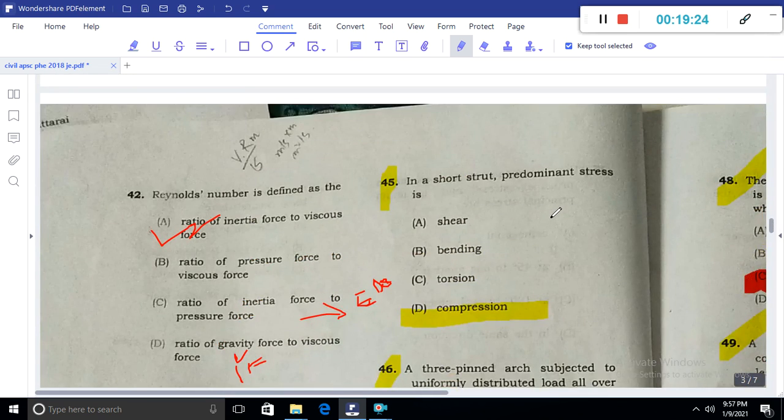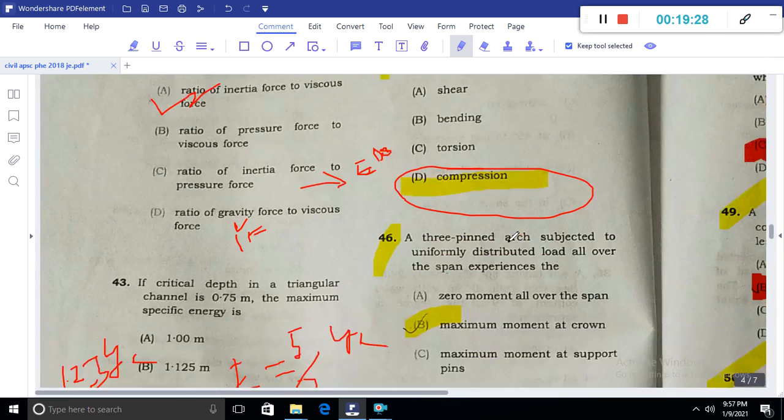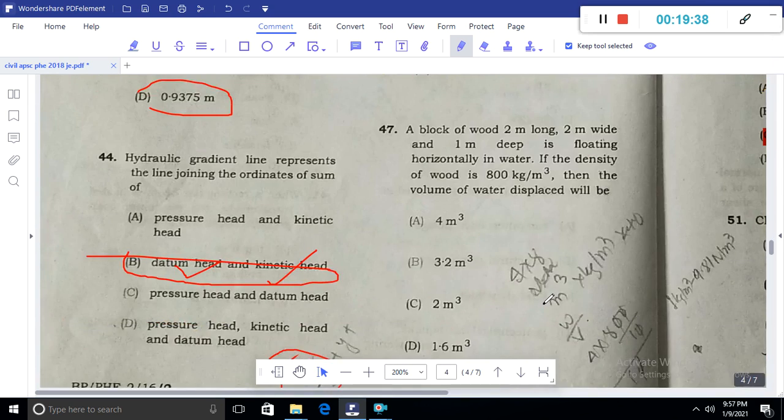Next আমাক সুধিছে in short stress predominant stresses. Short columnৰ ক্ষেত্ৰত predominant stress হৈছে compression. A 3 pin arch subjected to uniformly distributed load all over the span experiences maximum moment at crown, maximum moment পোৱা যায়.